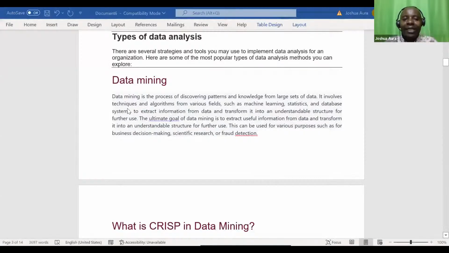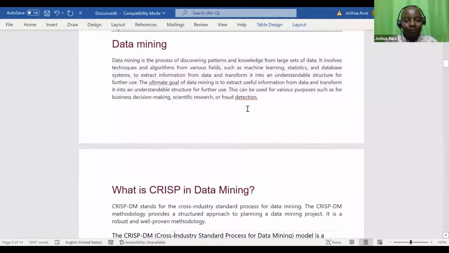So I'm repeating again that data mining is the process of discovering patterns and knowledge from large sets of data. It involves techniques and algorithms, and we shall be able to understand what algorithms are, from various fields, such as machine learning, statistics, and database systems, to extract information from data and transform it into an understandable structure for further use. That is very important to me.